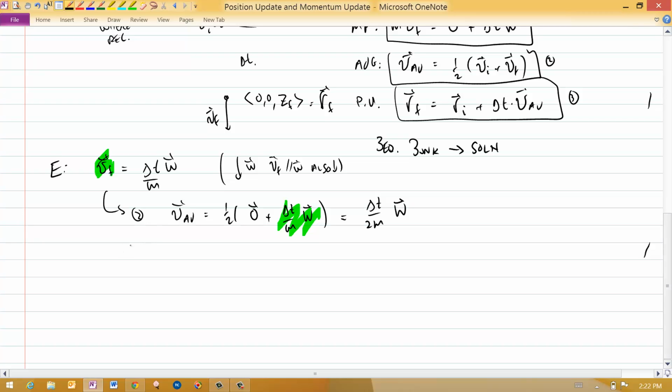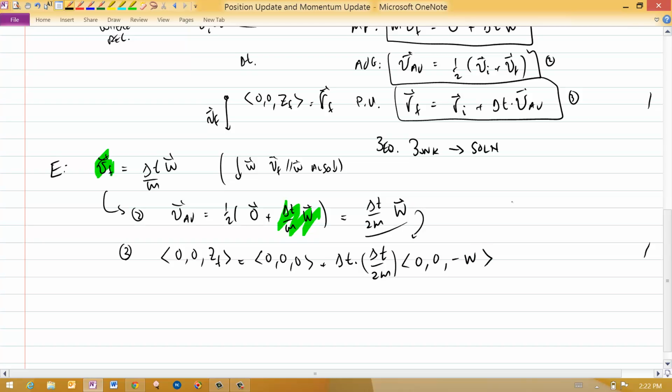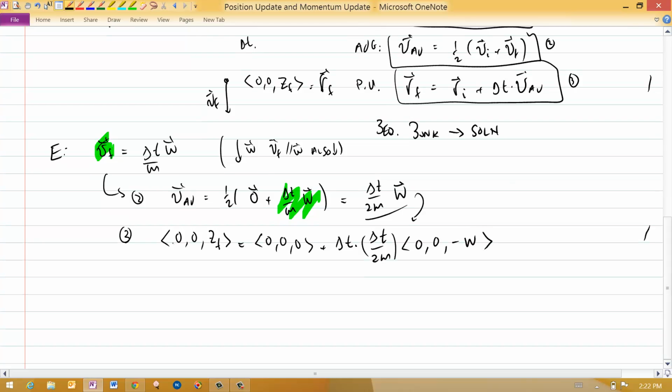And now I can tell you from the position update idea, number 3, R final. R final has components 0, 0, Z final. And that's equal to R initial, which is 0, 0, 0, plus delta t times V average. I'm just going to substitute it in, but I'm going to write it in its components. So I've got a scalar multiple out front, which is delta t divided by 2m, and the weight itself is 0, 0, and then minus w. So w is the magnitude of the weight vector.